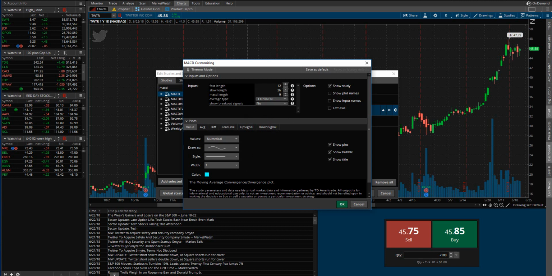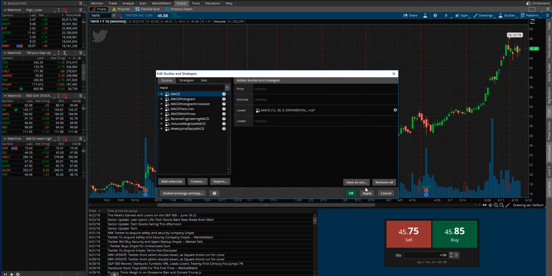Now, these numbers right here, these are measured in time frames. So since this is a 1 day, 1 year chart, this is 12 days, 26, 9 days. Down here, I'll show you. Actually, let me add this and then I'll show you.